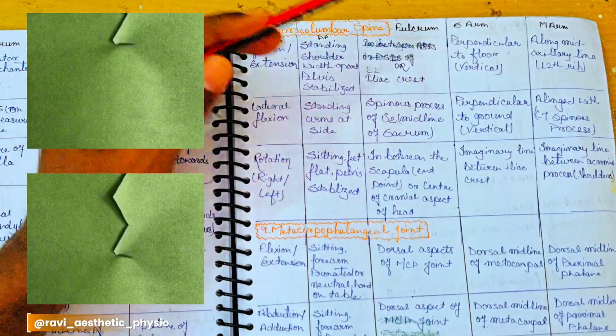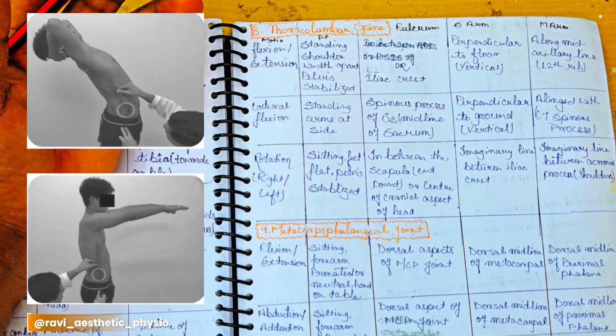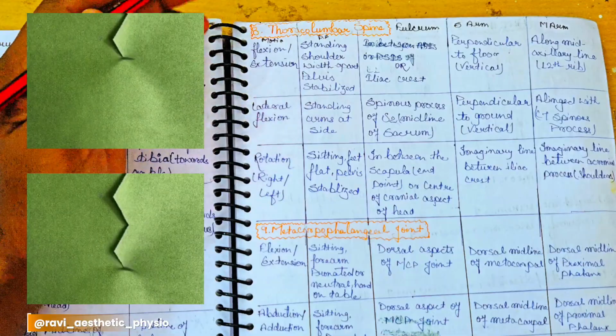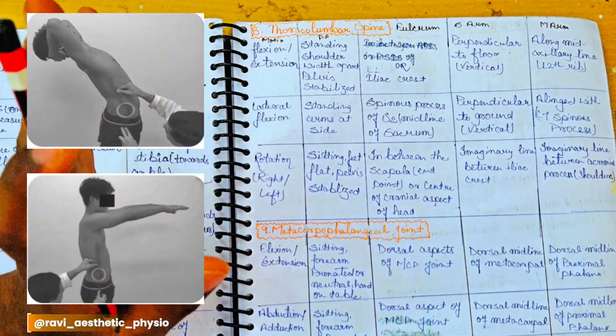Next, the stationary arm is to be perpendicular to the floor, or vertical. Movable arm is to be along the axillary line of the 12th rib, or also along the lumbar spinous process over the roof.